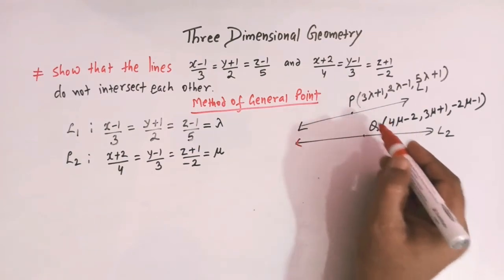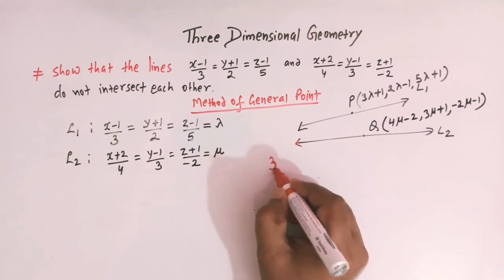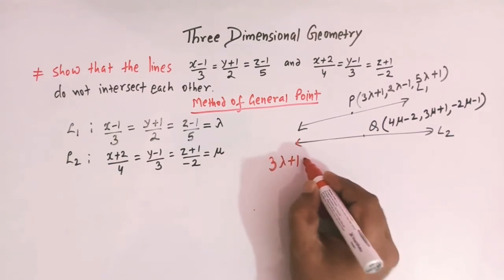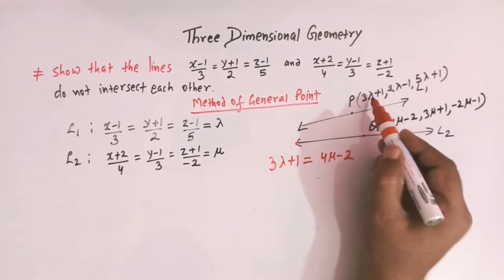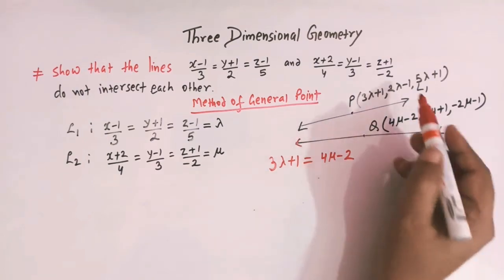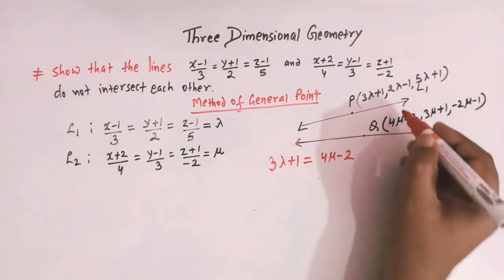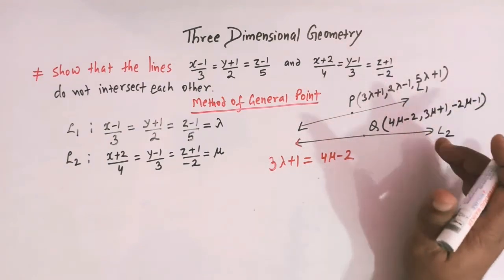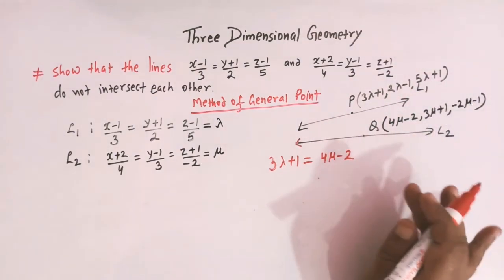So when these two points represent the same point, it means 3λ + 1 must be equal to 4μ - 2, because the x coordinates must be equal. Similarly, the y coordinates must be equal and the z coordinates must be equal in case of intersection of these two lines, right? So first we will assume that these two lines intersect each other.